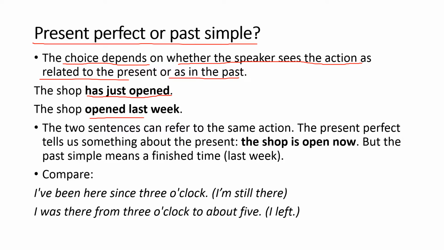We talk about something which happened, something which finished. Okay? So as you see here, the two sentences can refer to the same action. The present perfect tells us something about the present. The shop is open now. But the past simple means a finished time. It means last week. So let's compare these two sentences.